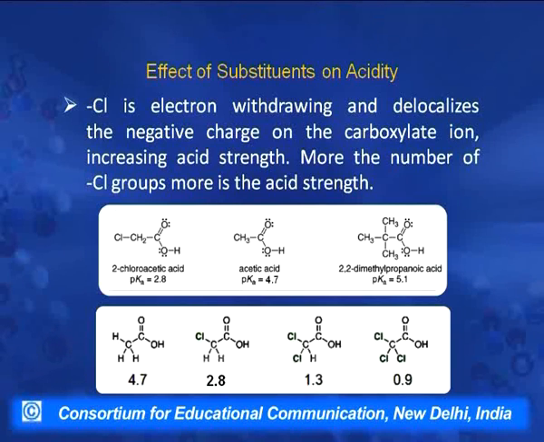If the number of electron withdrawing groups is more, then they will have a combined effect and will increase the acidity. Like acetic acid, the pKa value is 4.7, chloroacetic acid it is 2.8, but if two hydrogens have been displaced by chlorine, the pKa value comes out to be 1.3, and if all three hydrogens are replaced by chlorine, it is trichloroacetic acid, a very strong acid with a pKa value of 0.9, meaning more the number of electron withdrawing groups, stronger is the acid.